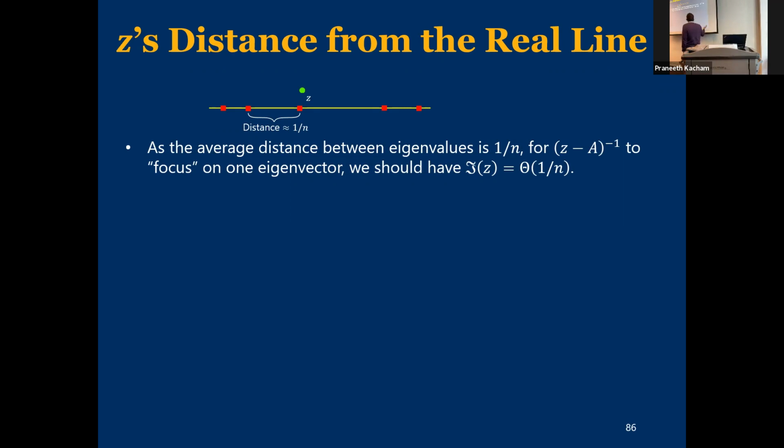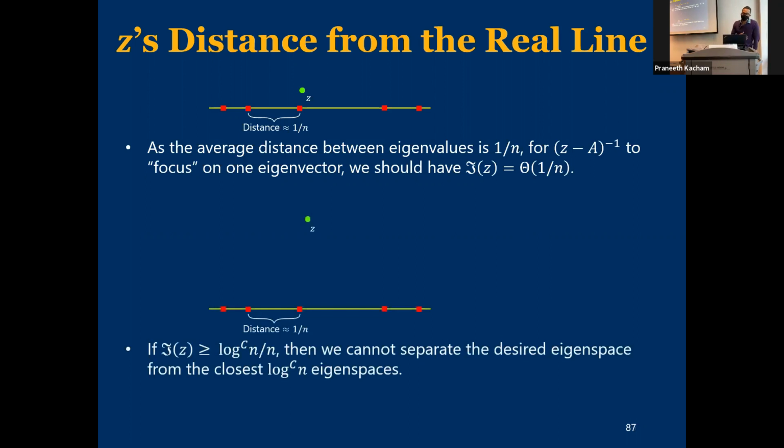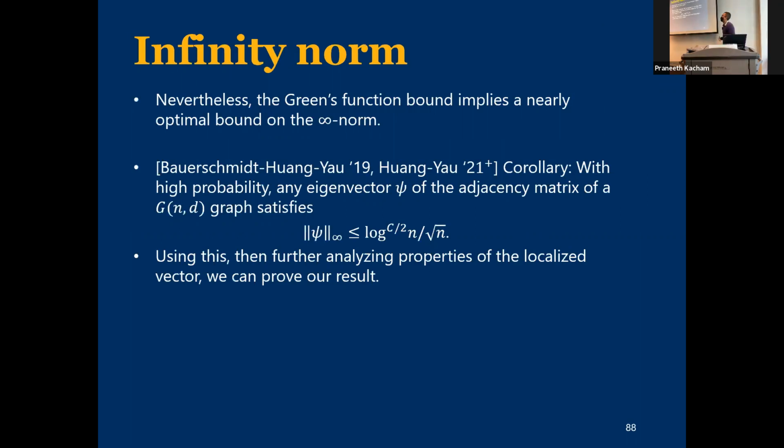So the average distance between eigenvalues is 1 over n. To focus the Green's function on one eigenvector, we should have the imaginary part be Theta(1/n). However, if the imaginary part of z is greater than or equal to log^C n over n for some constant c, then we cannot separate the desired eigenspace from the closest log^C n eigenspaces. Nevertheless, this does give us a lot of information about our eigenvector. Namely, it implies a nearly optimal bound on the infinity norm of the eigenvector.